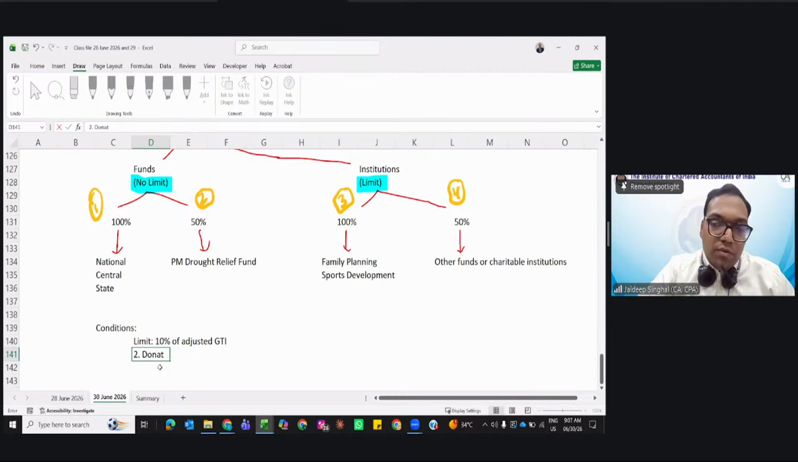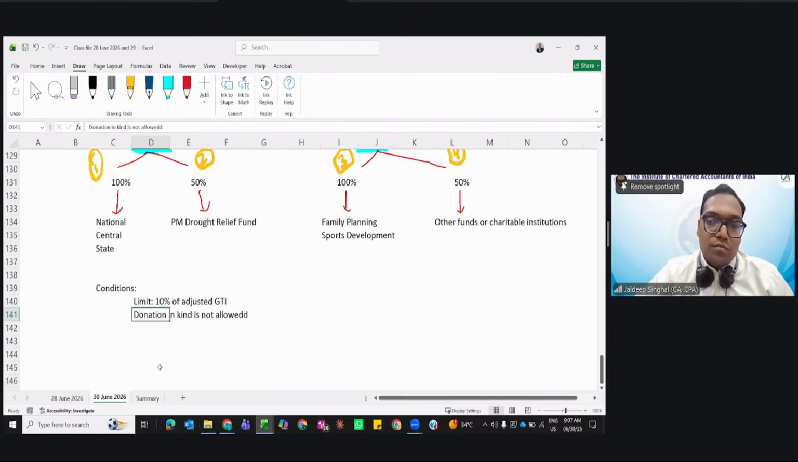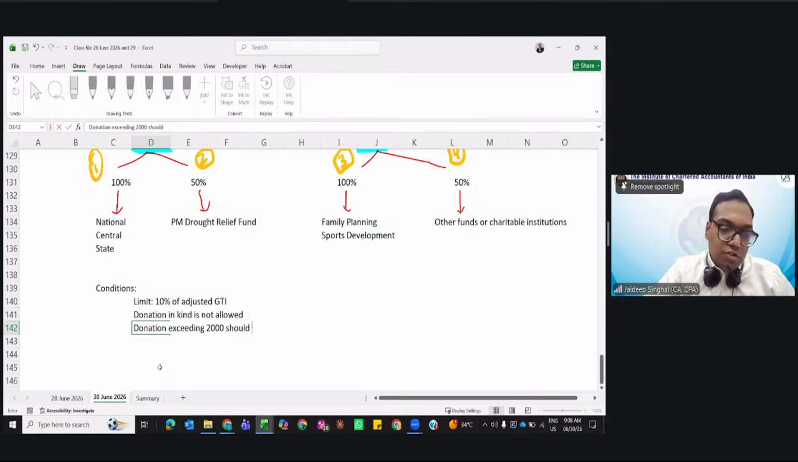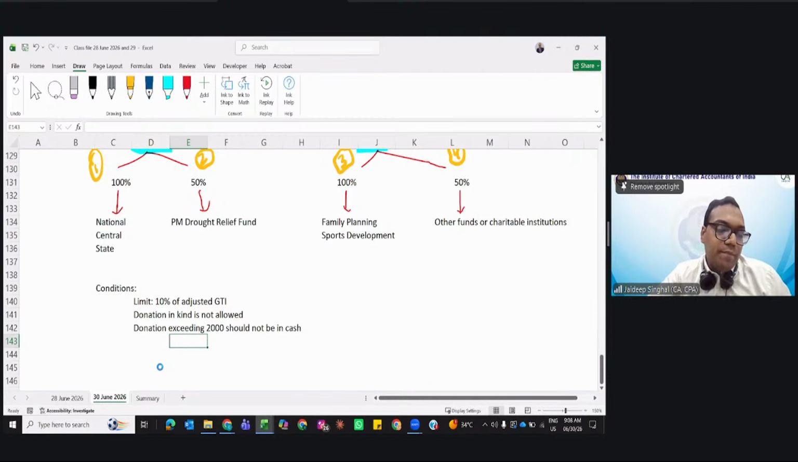Then donation in kind is not allowed. Then donation exceeding 2000 should not be in cash. Up to 2000 only can be in cash. Do you remember in section 40A(3), there is a condition of account payee cheque in the PGBP? There is no account payee condition here. In the medical premium as well, they say other than cash. Right? Clear? So these are some of the conditions.